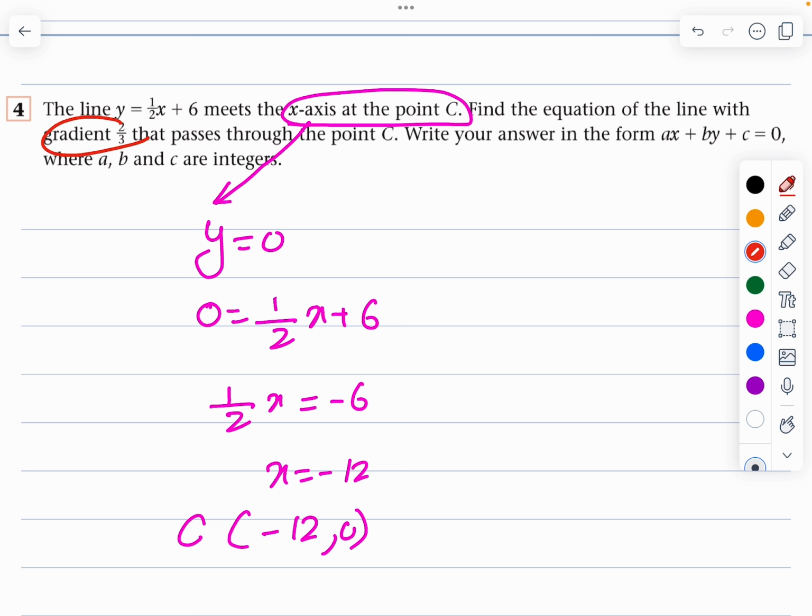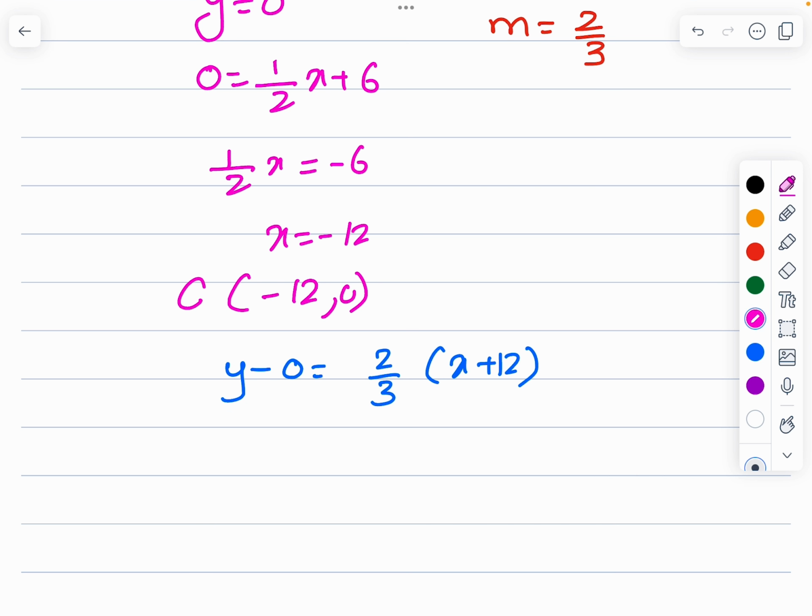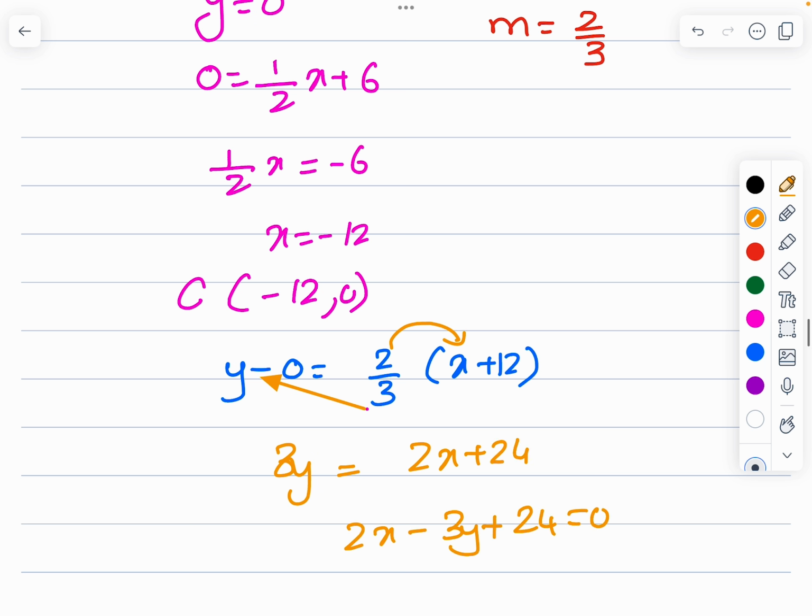Then the gradient is 2 upon 3. Now the equation will be y minus y1 equals m times (x minus x1). Minus of minus 12 plus 12. Now what am I going to do? Multiply this 3 to the other side. So it becomes 3y equals 2x plus 24. So 2x minus 3y plus 24 equals 0.